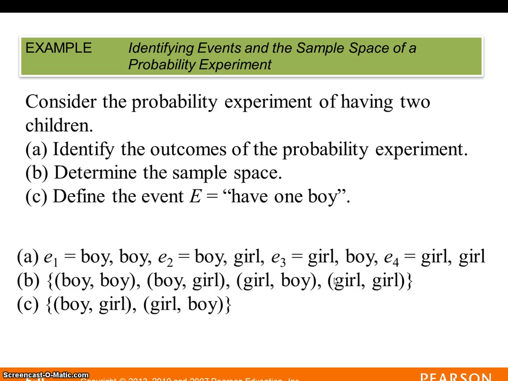And then the event of having 1 boy would be either you could have a boy and a girl, or a girl and a boy. And this is the event of having exactly 1 boy. Now we're not going to calculate any probabilities in this experiment. We'll come back and do some more here. But if you wanted to calculate the probability of having exactly 1 boy, you would take the number of outcomes in this event divided by the number of outcomes in the sample space. So you take 2 divided by 4, which would give you a 50% chance of having exactly 1 boy.